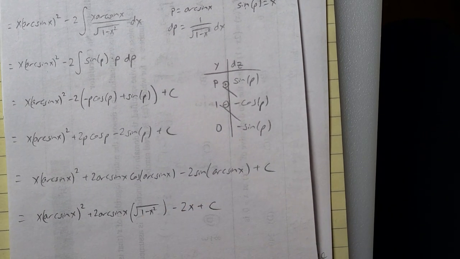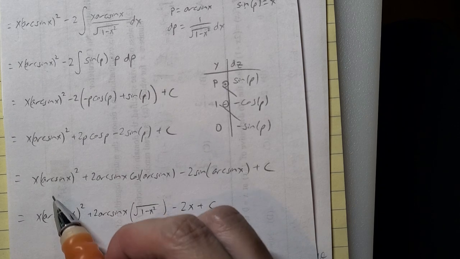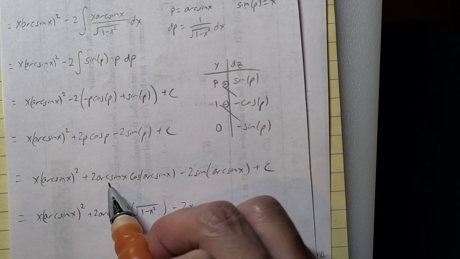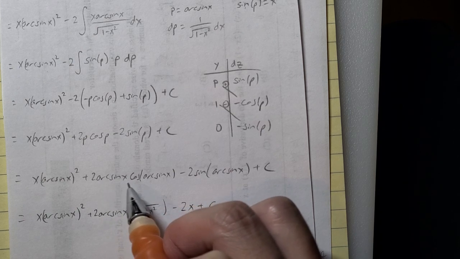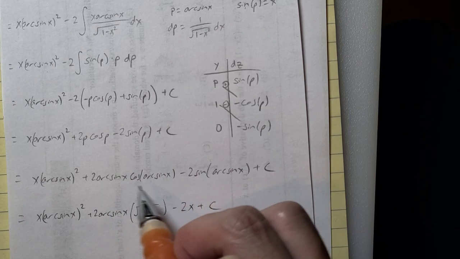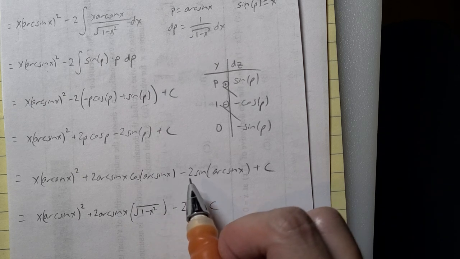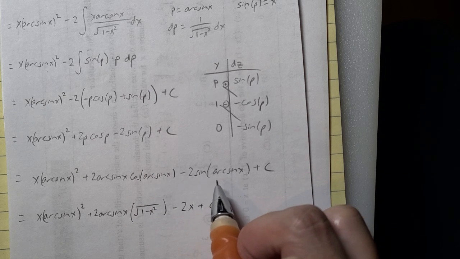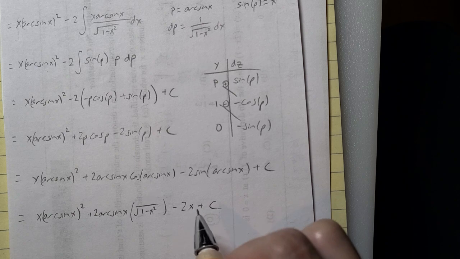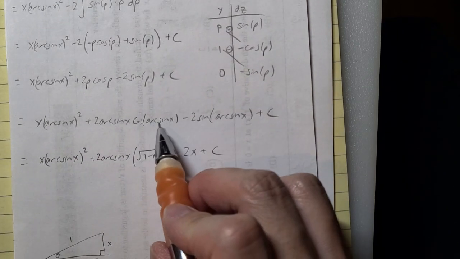Okay? And what did I simplify here? Okay, so this one you can't simplify. This one, 2 arcsine x, cosine of arcsine x. Cosine of arcsine x we can simplify. I'll do that in a bit. Sine of arcsine x, that's just x. Alright, so cosine of arcsine x.